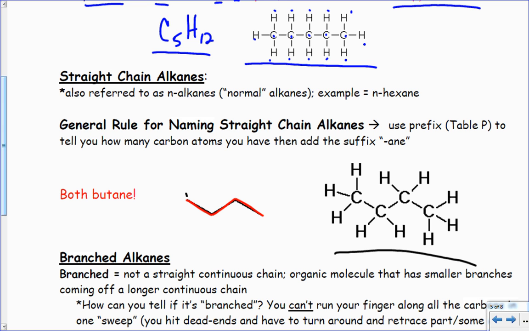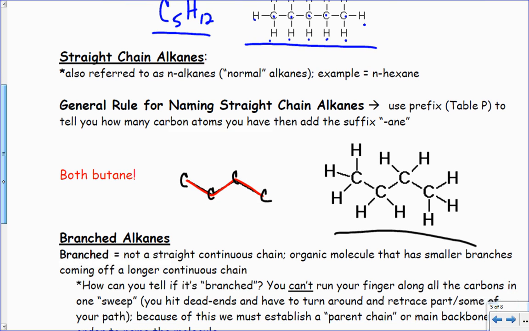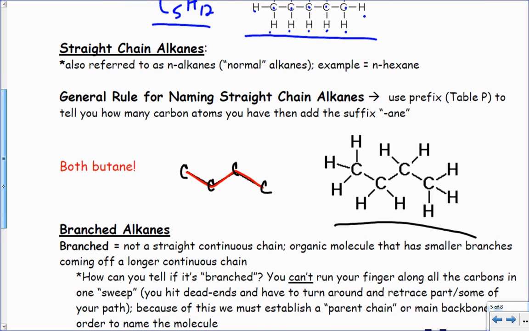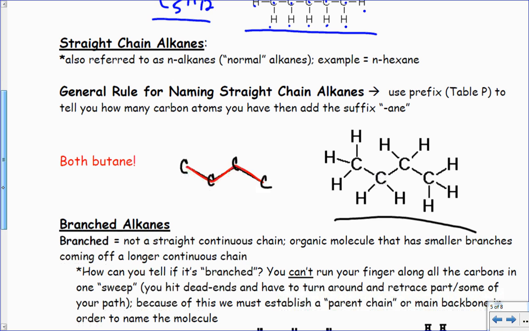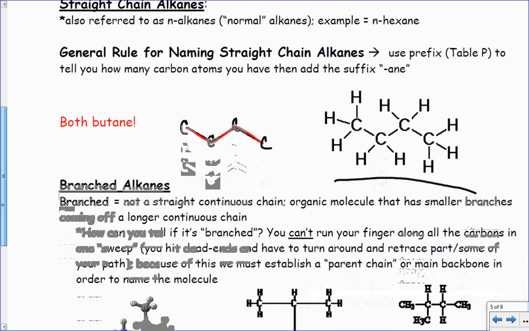What this shorthand is saying is there's a C here, a C here, a C here, and a C here, and it's saturated because I don't have any doubles. Okay, so it's real big time shorthand. But they're both the same thing, butane. But is 4 carbons. Ane means single bonded. Single bonded means everywhere there can be a hydrogen, there is.